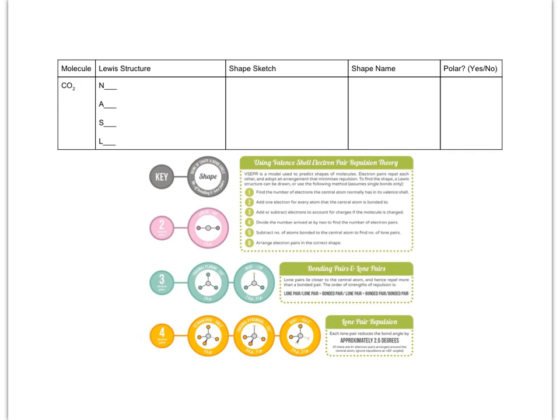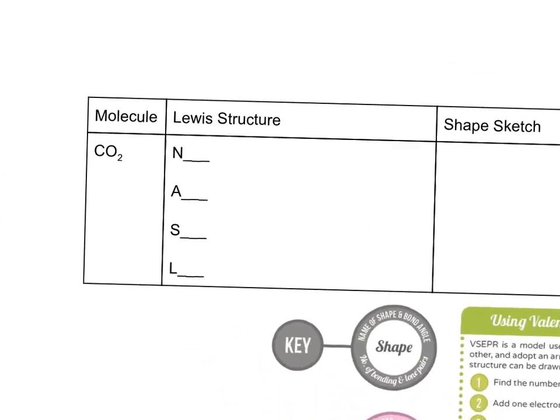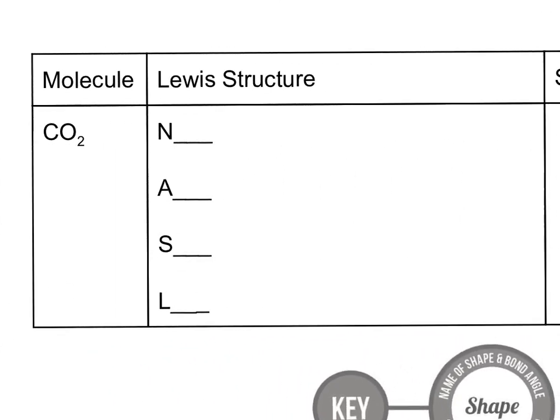This is the answer key for the Lewis structure and molecular geometry practice quiz. The first molecule we're going to look at is CO2. This is one we've done in class before. So we'll start with the Lewis structure.